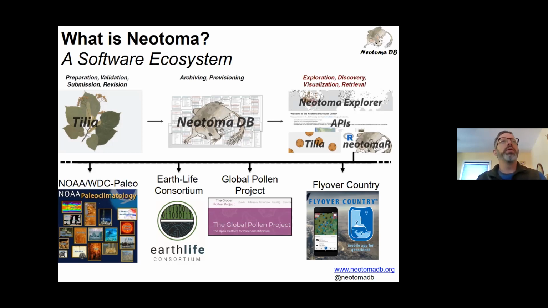The Earth Life Consortium is a resource for searching across different paleobiological data resources. It has some tools that let you search Neotoma, the Paleobiology Database, and other data resources. The Global Pollen Project is a library of pollen images, helping people identify their pollen types, and it will query into Neotoma to look at maps of where different pollen types are found. And then Flyover Country is a third-party app, mostly based in the US but not exclusively, where as you travel from place to place, you can get information about the kinds of rocks you're flying over, where the mammoths or dinosaurs have been found, and other things like that. That's also drawing upon Neotoma resources.